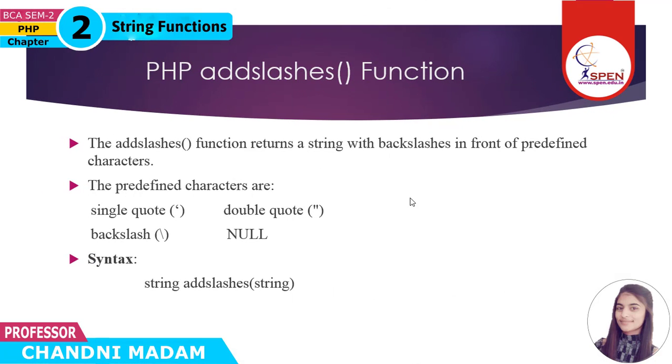Now our next function is addslashes. This function returns a string with a backslash in front of predefined characters. There are a total of 4 predefined characters: first is the single quote, second is the double quote, third is the backslash, and last is NULL. Here is the syntax. Addslashes is the function. We will pass one string as a parameter, and after executing it will return a string.